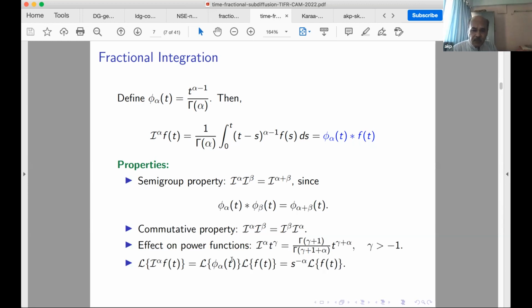But the Laplace transform of this singular kernel behaves like s to the power minus alpha in the Laplace transform variable, and then this is the Laplace transform of f of t. And since it behaves in this way, it is very popular to use the Laplace transform in the direction of time.